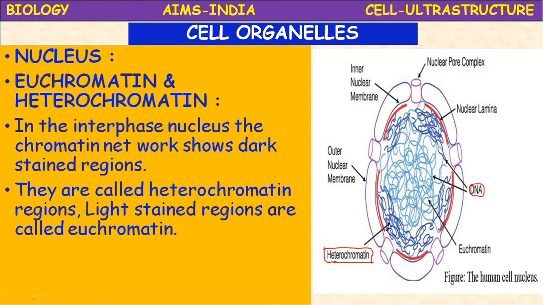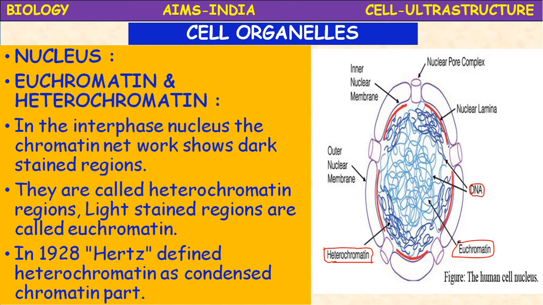The dark stained region inside the nucleus is called heterochromatin, and the light stained region is called euchromatin. Eu means true, which contains DNA. Euchromatin contains DNA. Okay, next.